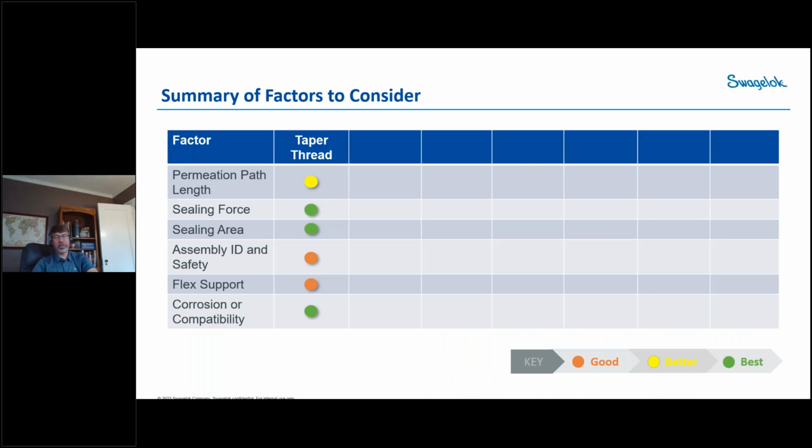So when we look at the way that fitting technology ranks against what we're looking for, it does have a permeation path, but it's very long. So I'm saying that's yellow, that's in the middle. It has a lot of sealing force, has a lot of sealing area. So it's a nice, reliable seal for the most part. It doesn't have a way to determine if the seal was made up properly. It doesn't have very good flex support, but there's no entrapment area. So we're giving this a rating from orange to green as far as how well that fitting technology works.